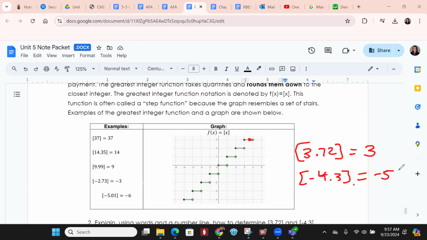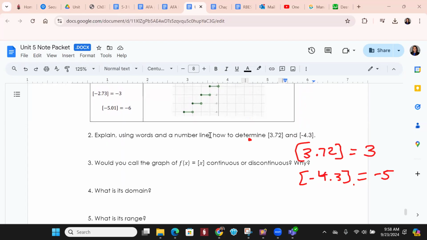Okay. This is just showing a graph. This is not like a utility bill, there's no negatives in a utility bill. You can see some other examples over here. So at negative 2.73, it would be negative 3. At negative 5.101, it would be negative 6. So it's kind of like if you're in between these two numbers, then you fall into this range. Y'all have seen this before. Nothing too crazy.